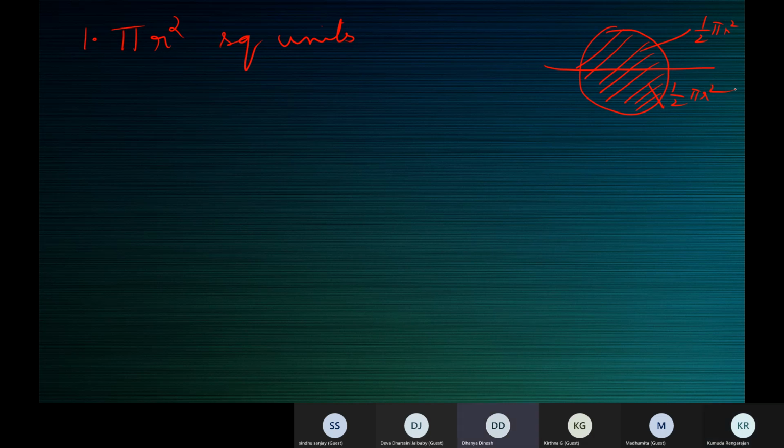When you divide the circular region into two equal halves, each one is called a semicircular region. And the area of each of it will be half of pi r square. Is it correct? Yes, ma'am.